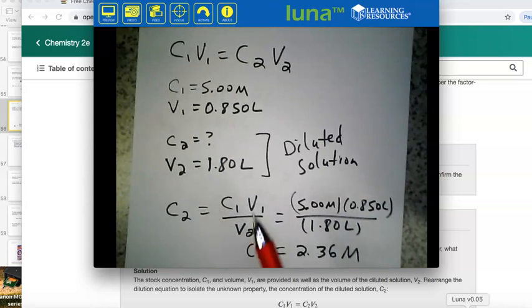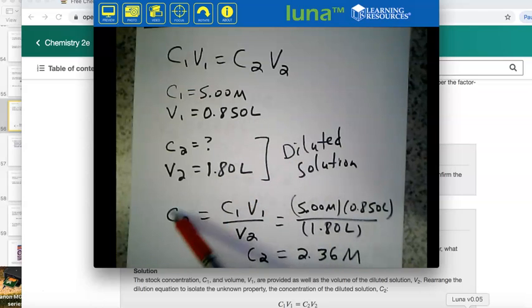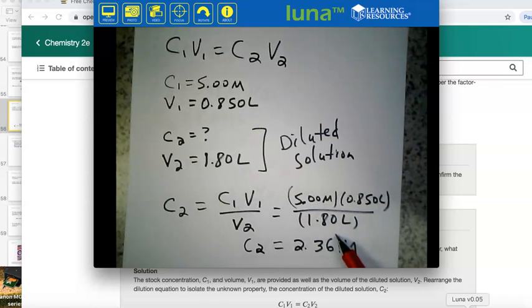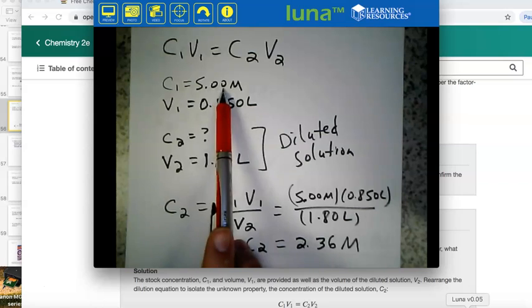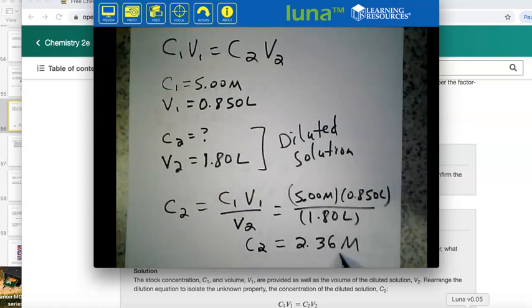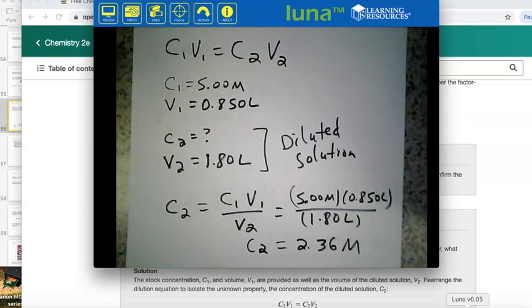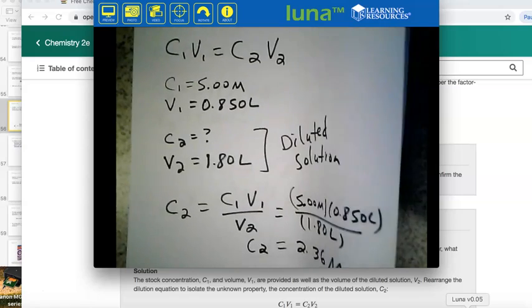So anyway, you're going to rearrange the dilution equation for C2, and then plug in the information that was given to you. And so you see here the diluted solution is 2.36 molar, which it should be. The original concentration was 5 molar, and it went down to 2.36 molar.